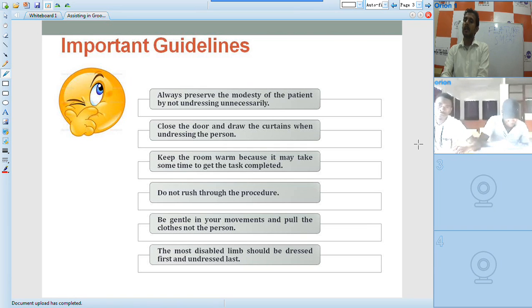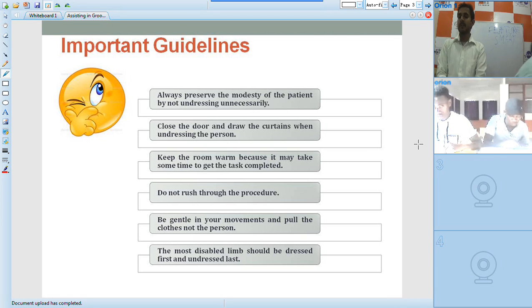Always preserve the modesty of the patient by not undressing unnecessarily. So if not required, do not undress or take off the clothes of the patient, because it does not look good. The patient also might feel uncomfortable.